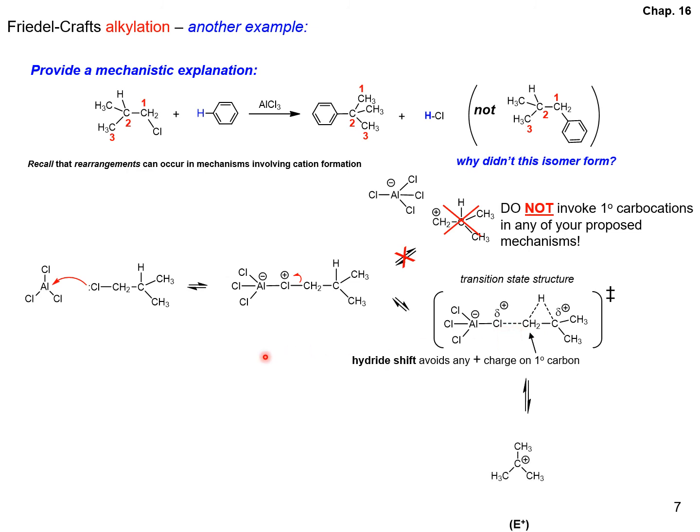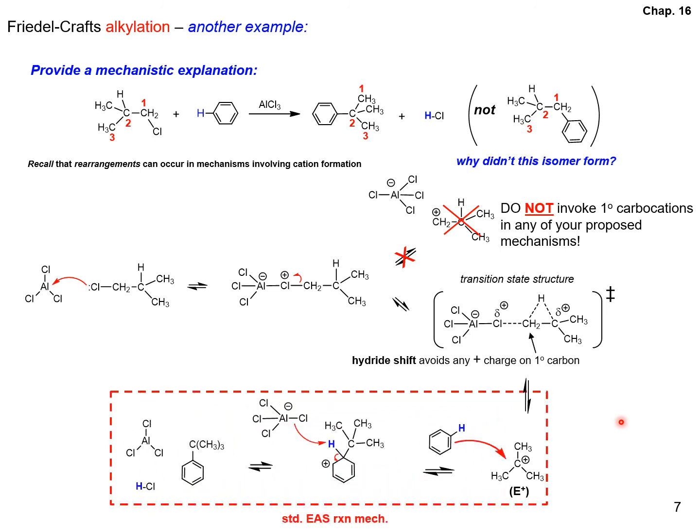As that hydride shift occurs, what do you end up with? You end up with a tertiary carbocation. So that's why you end up with the tertiary butyl benzene as opposed to this isobutyl benzene, a substituent on the benzene ring. And the rest of the mechanism is exactly the same mechanism that you saw before, the standard electrophilic aromatic substitution two-step mechanism, benzene acting as a nucleophile.